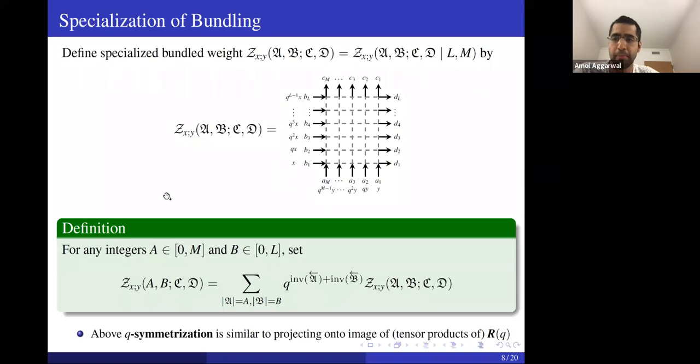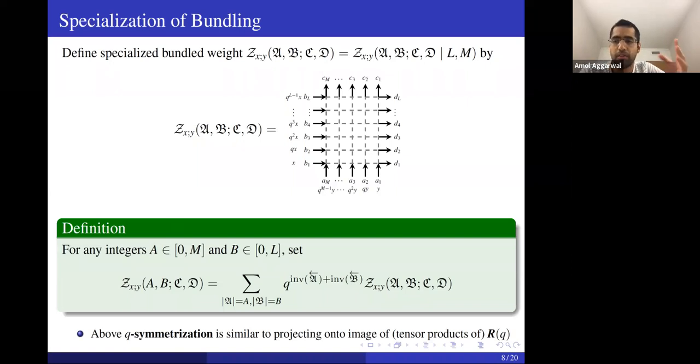So let's fix some integers a and b, and I'll define this partition function Z_xy of Roman A, Roman B and this fraction C over D as the sum of q to the inversions of all L-tuples A which have exactly Roman A number of ones, times q to the inversions of B, where I'm also summing over all L-tuples B that have Roman B number of ones, and then I multiply by these bundled weights. So it's a q-weighted linear combination of these bundled weights.